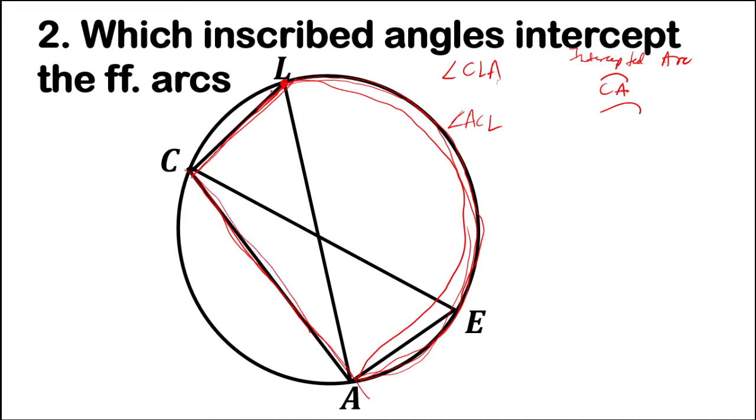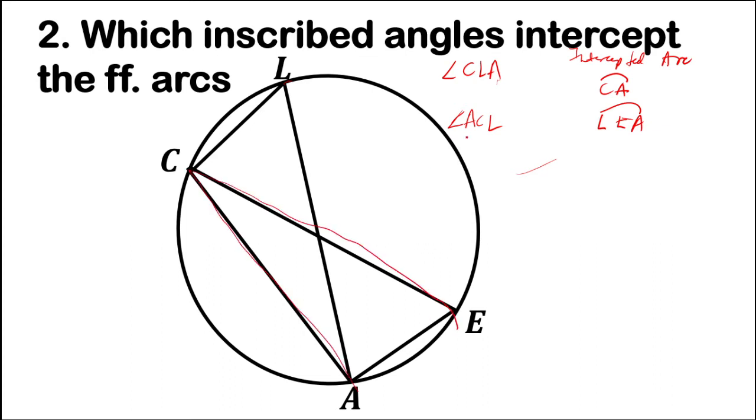LEA. Ito ang kanyang intercepted arc. So, that is intercepted arc LEA. And as you can observe, LEA, radius ba yun? Diameter, hindi. Hindi natin pwede sabihin. So, inscribed angle ACL has intercepted arc LEA. Next, say ACE. Yan si ACE. Angle ACE. Anong natamaan niyang arc? Ito. So, intercepted arc, AE.